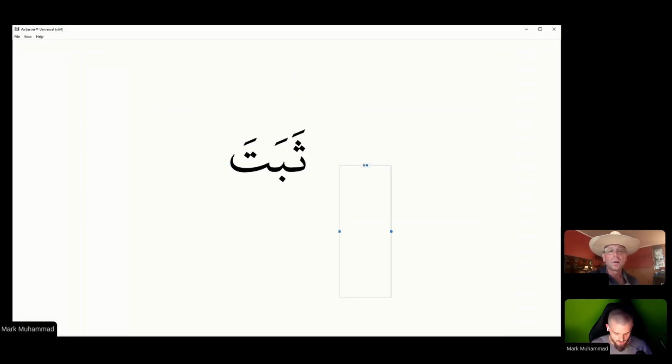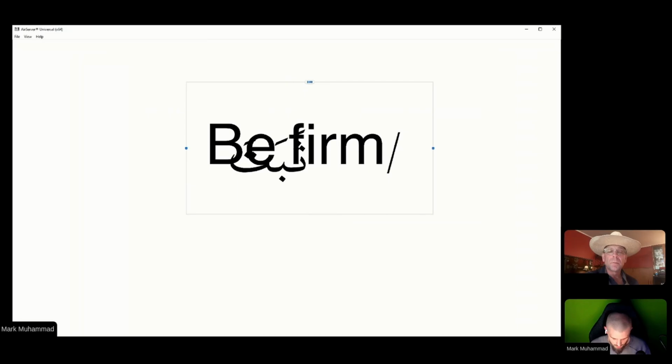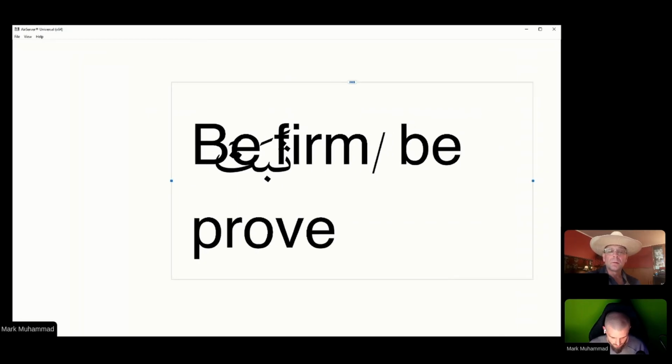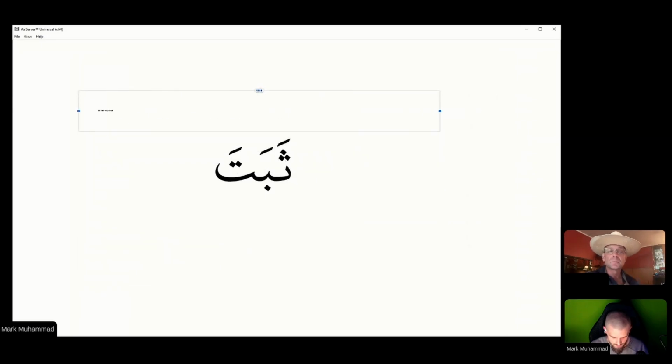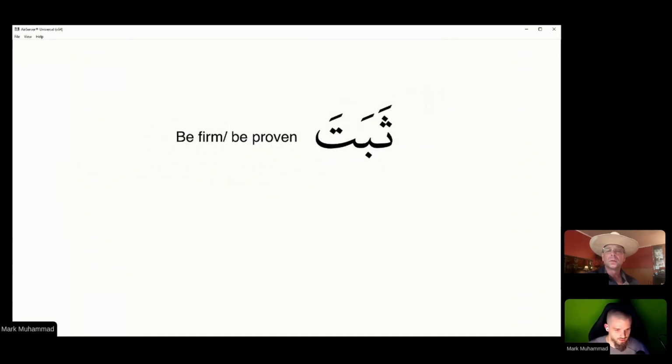Okay, so this has a meaning. This means to be firm, or to be proven. So let's put that over there and make it smaller. So that's the meaning of the word. Okay. Thabata. So that's the first Arabic word that you would have read, as in you've actually read the word in Arabic. Any questions?